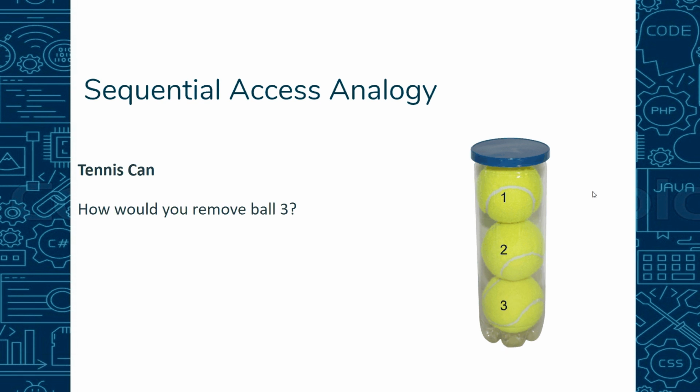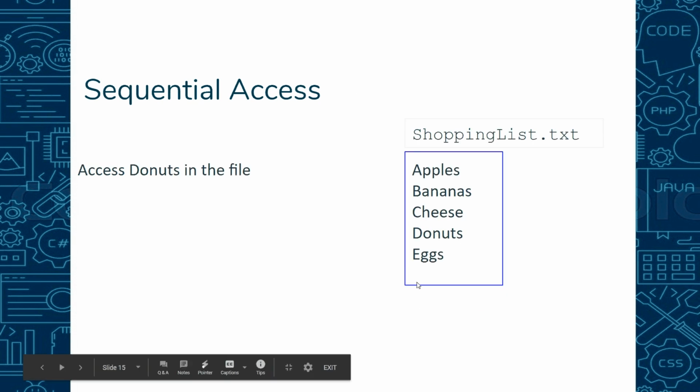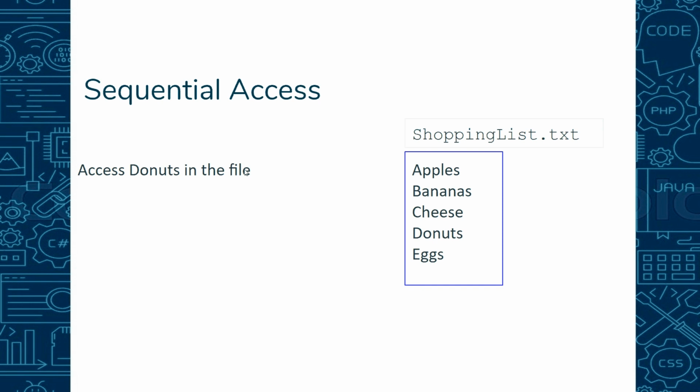Whenever you read information from your file, you have to start at the beginning of the file and read down to whatever data it is you want to access. So here's an example. I've got a text file called shoppinglist.txt. I want to access donut. How would I do that? Well, first I have to read in the first value, then read the next value, then the next value, and now I can access the one I'm looking for.